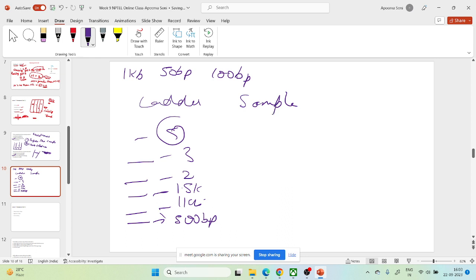And suppose your sample gave a band somewhere around this, and you compare with the help of the ladder. You saw that, okay, this band is a 2 kb band and my sample is somewhere around this. That means my sample is also of 2 kb size. So this way your ladder is used to identify or know the molecular weight of your sample. Even in the case of agarose electrophoresis, and the same is done with SDS electrophoresis also.